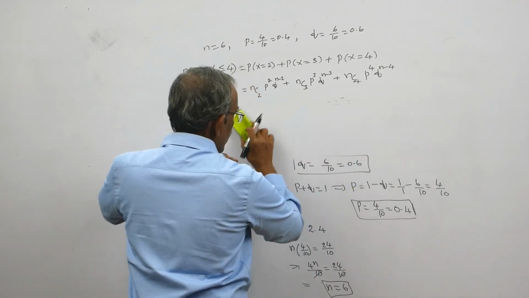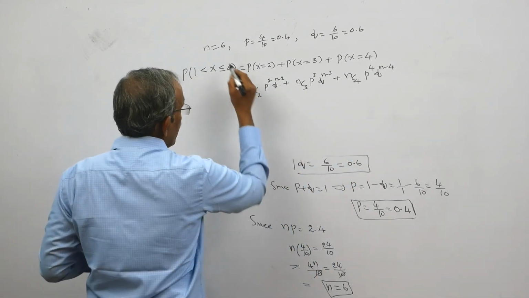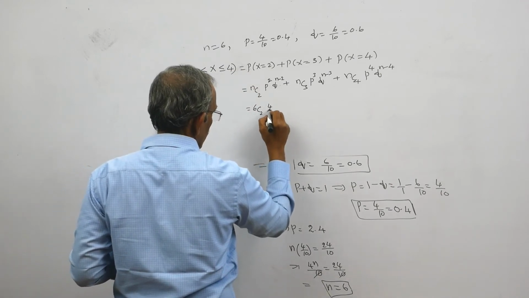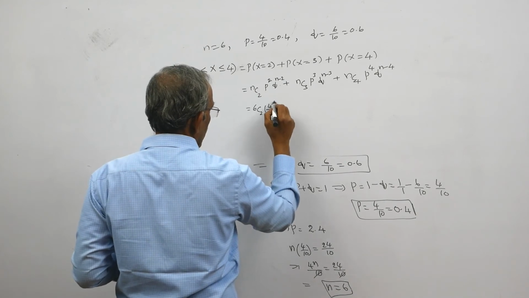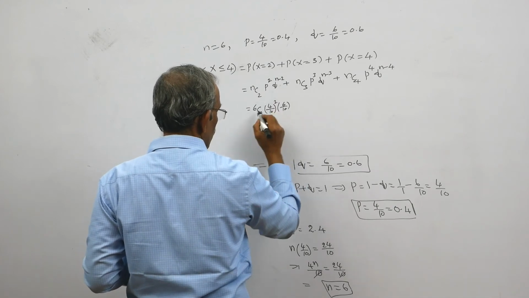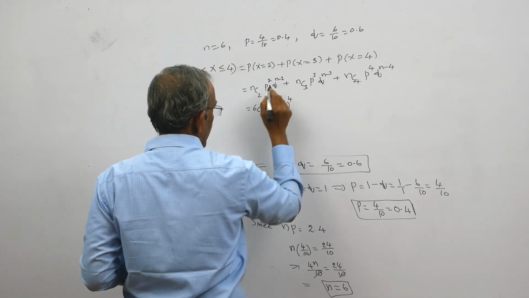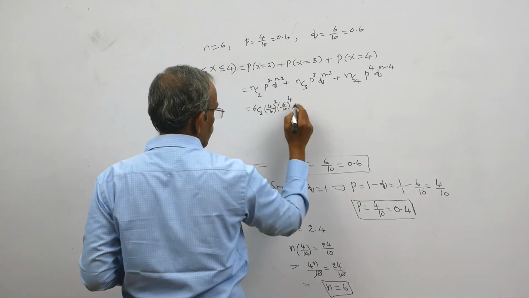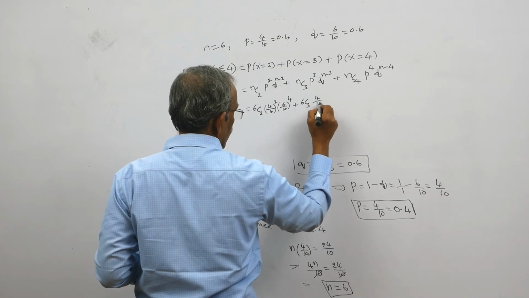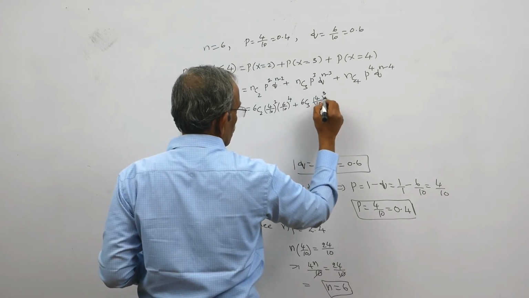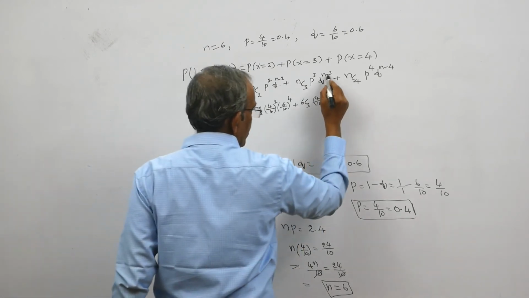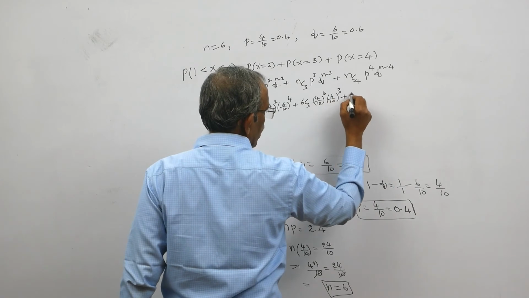If we don't take it directly, let's substitute the p and q values. In nc2, here n is equal to 6, so 6c2 into p is 4 by 10 whole square, q is 6 by 10 whole to the power of 6 minus 2. When we take n equal to 6, 6 minus 2 is 4. 6c3 p cube, p means 4 by 10 whole cube, q means 6 by 10 whole to the power of n minus 3, 6 minus 3 is equal to 3.